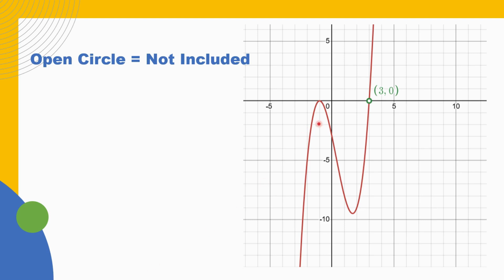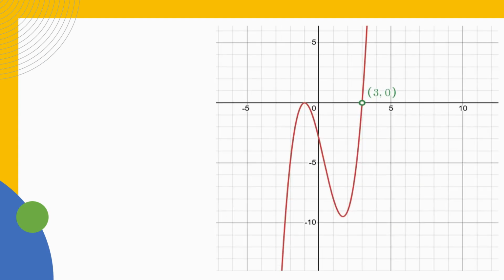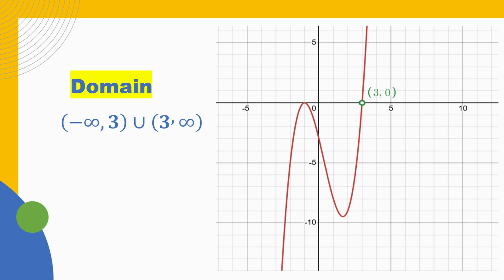So in this graph, we can see there is a hole at the point (3, 0). So the value x = 3 should be removed from the domain. So the domain becomes all real numbers except for 3. That's why we split the interval into two parts.